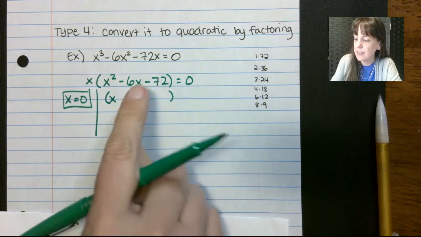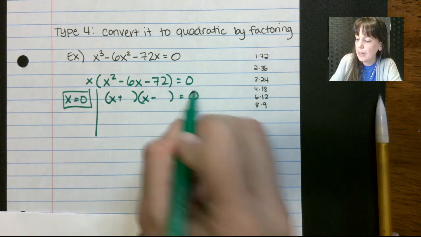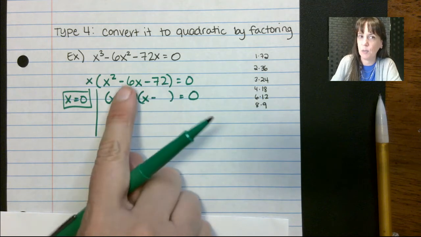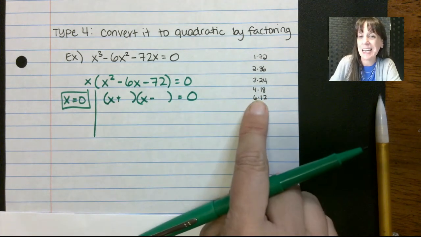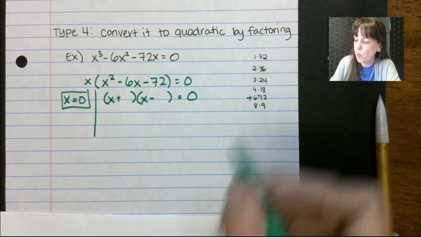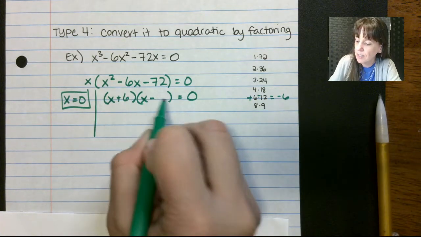x, this tells me different signs, so I need a positive and a negative. So I need a positive and a negative that will give me factors of 72 that will give me a negative 6. I listed all my factor pairs here, and you'll see I have 6 and 12. So if I do a positive 6 and a negative 12, that will equal negative 6. So positive 6, negative 12.